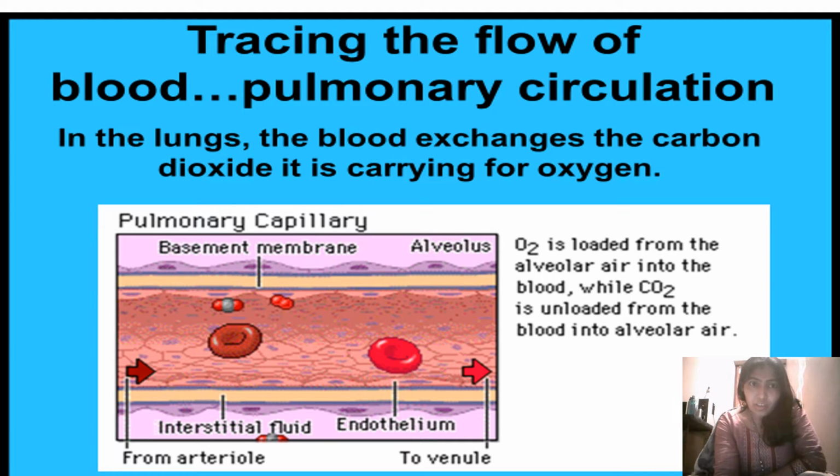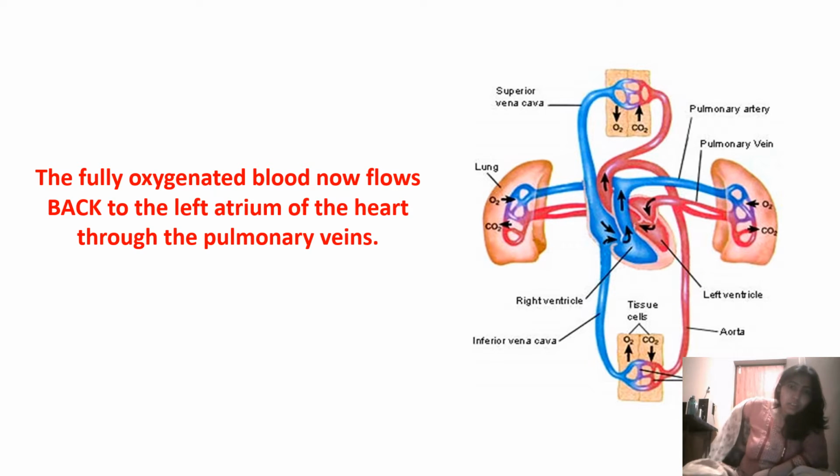In the lungs, this is the pulmonary capillary. The blood exchanges the carbon dioxide it is carrying for oxygen. So O2 is loaded from the alveolar air into the blood, while CO2 is loaded from the blood into the alveolar air. And this fully oxygenated blood now flows back to the atrium of the heart through the pulmonary vein. So this is your superior vena cava, this is your pulmonary vein, this is the pulmonary artery, and this is the lungs.